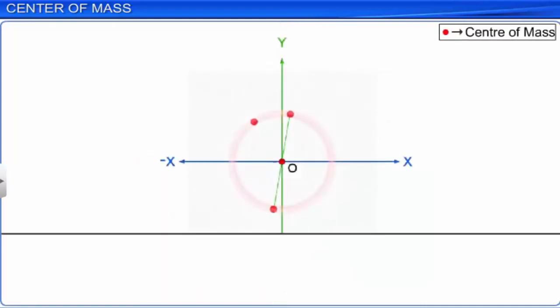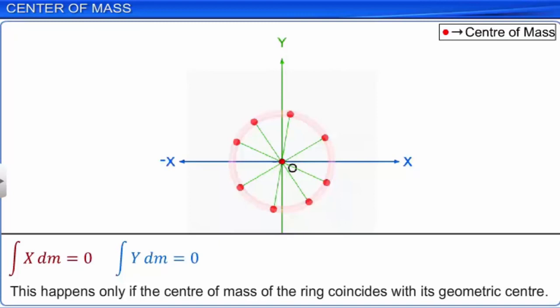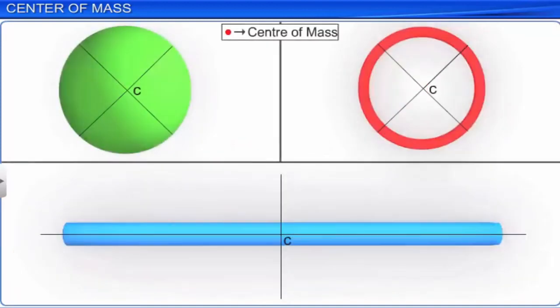When all these elements are added, we get integral of x dm is equal to 0 and integral of y dm is equal to 0. This happens only if the center of mass of the ring coincides with its geometric center. Based on similar symmetry considerations, we can prove that the center of mass of a thin rod, uniform disk, uniform sphere, and other such regular bodies lies at their geometric center.